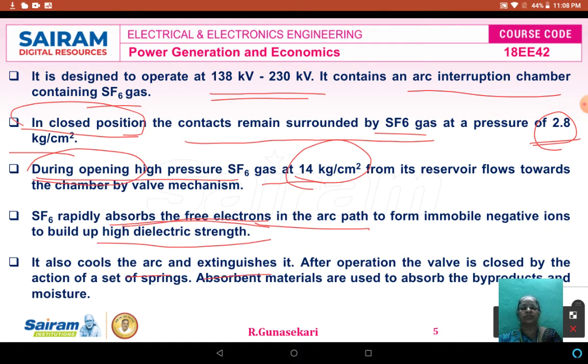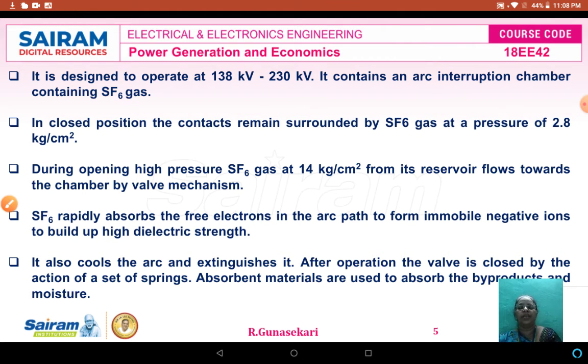and extinguish it. And then after the operation, the valve is closed by the action of the set of springs only. So therefore, the absorbent materials are used to absorb the byproducts and moisture. These are the important technical points about the SF6 circuit breaker.